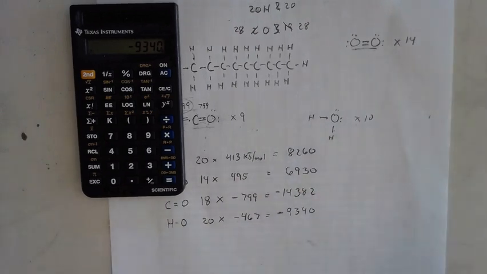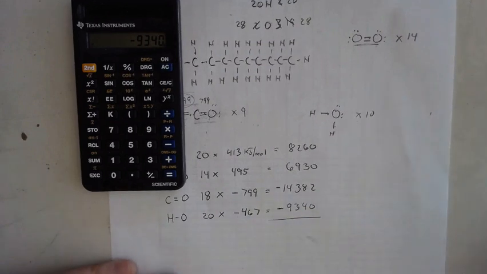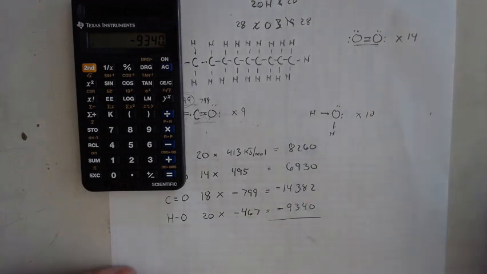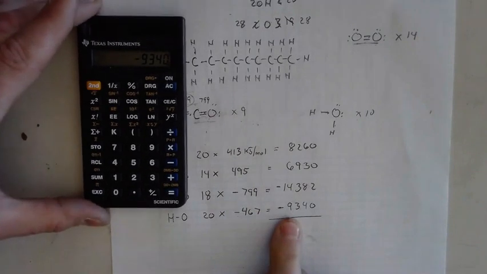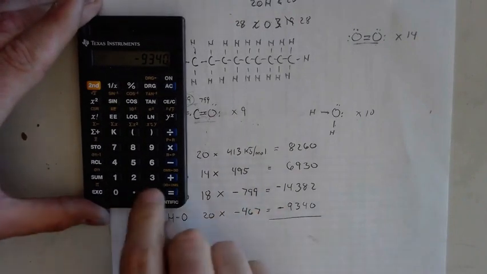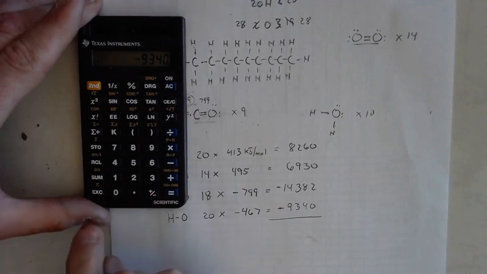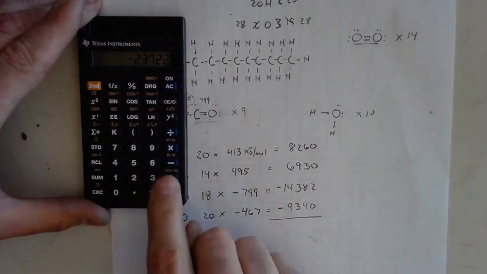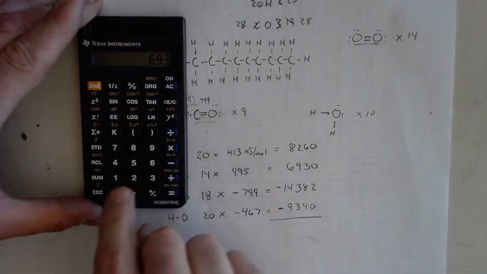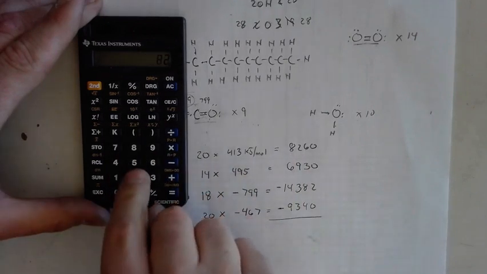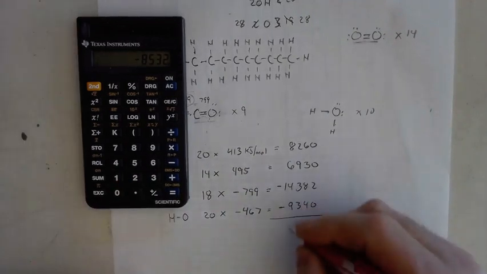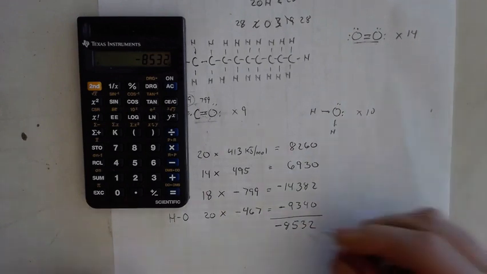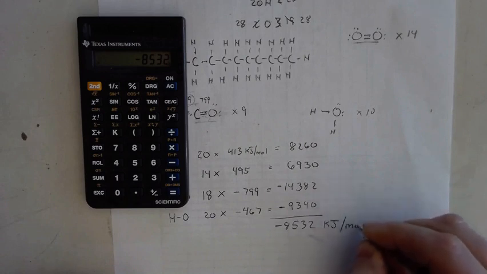So I go 20 times negative 467 equals, and that is negative 9,340. Now, to find the total amount of energy for this reaction, I simply add up the entire thing. So I take negative 9,340 plus negative 14,382, and that's negative. Plus positive 6,930 plus 8,260 equals. And I get a grand total of negative 8,532. That is in kilojoules per mole.